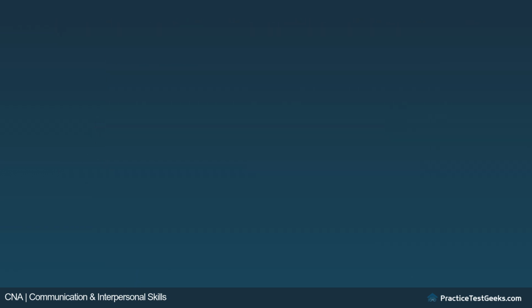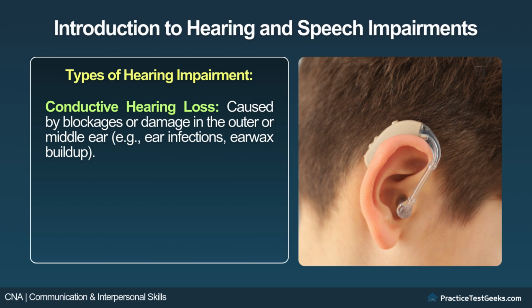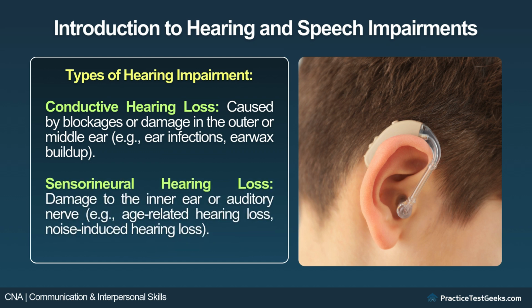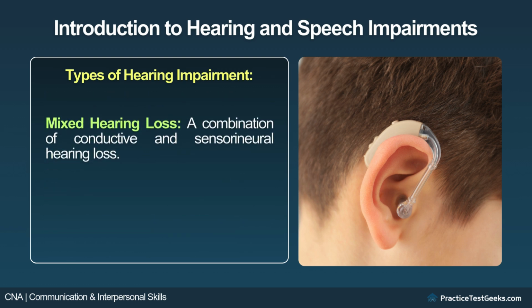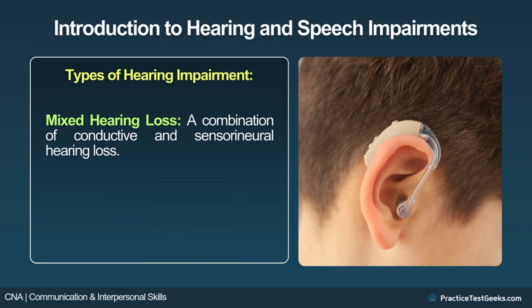We start with the types of hearing impairment. The first is conductive hearing loss, which occurs due to blockages or damage in the outer or middle ear, often from ear infections or earwax buildup. Next is sensorineural hearing loss, caused by damage to the inner ear or auditory nerve. Common examples include age-related hearing loss or hearing loss due to prolonged noise exposure. There is also mixed hearing loss, a combination of both conductive and sensorineural types.